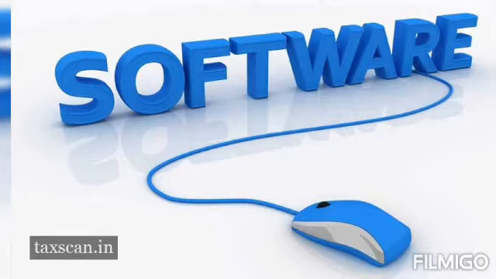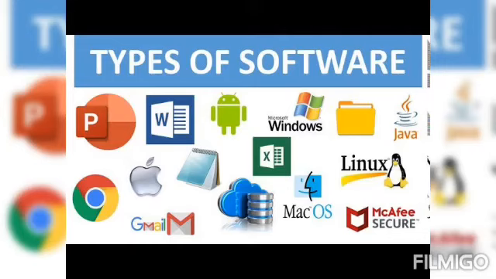So software is a program that contains lists of instructions which tell the computer user what to do. So it's a program which contains lists of instructions that tell the computer user what to do. Yeah, so that is a brief definition of what software is.